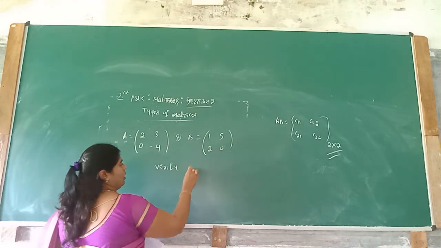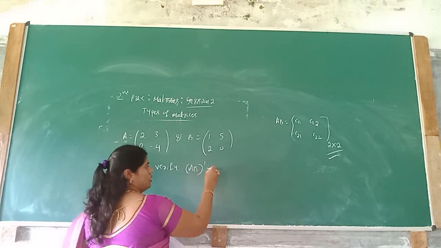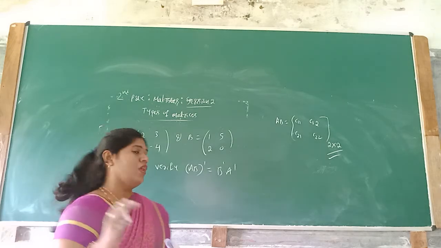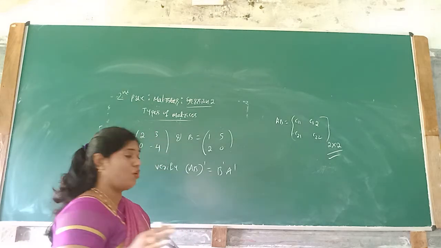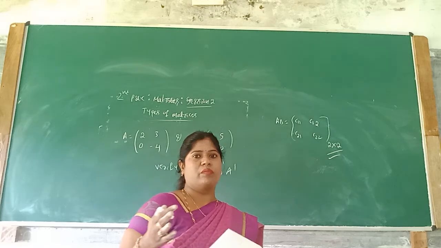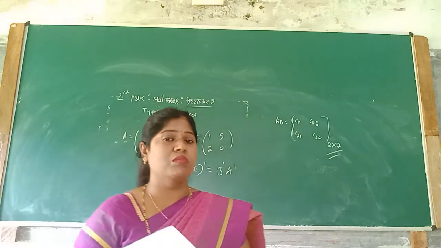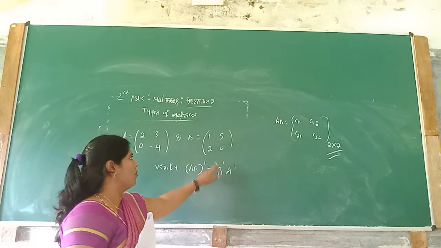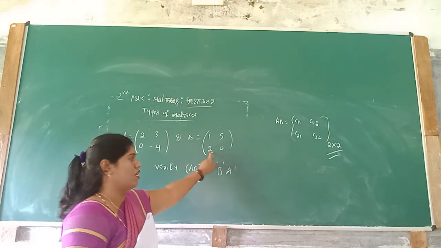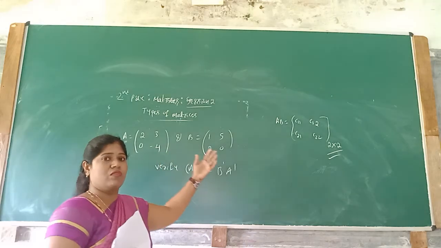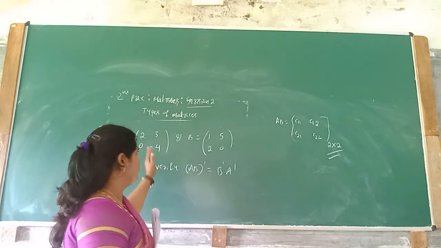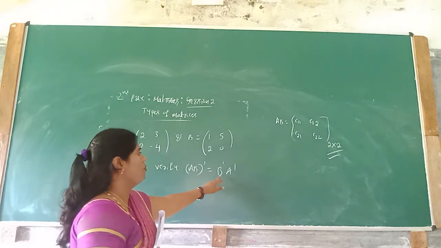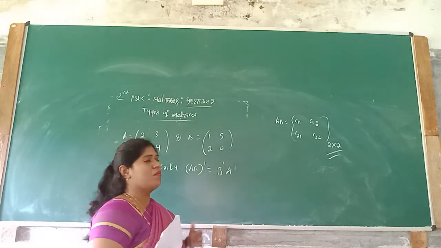Verify that the transpose of AB is equal to B transpose A transpose. We have to find AB. After that, we find the transpose of the matrix. By interchanging rows and columns of AB, we get the transpose of AB. For B transpose, we interchange the rows and columns, and for A transpose also. After that, we get B transpose A transpose. This is the property.